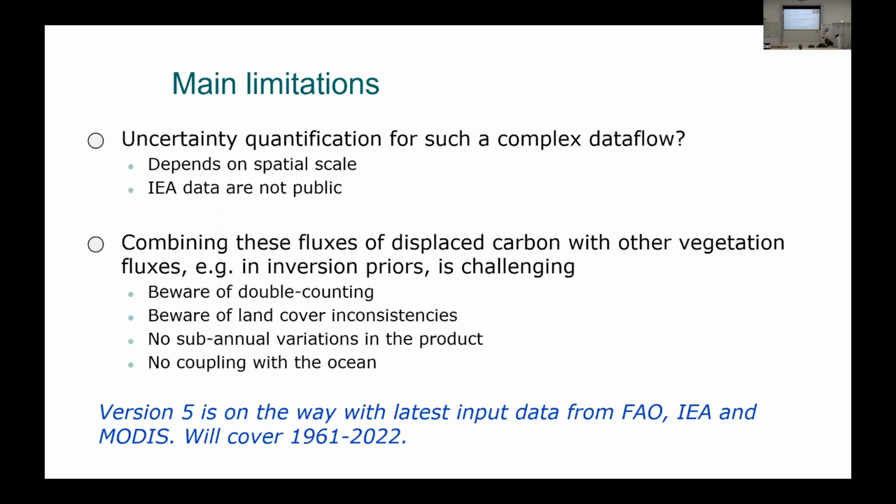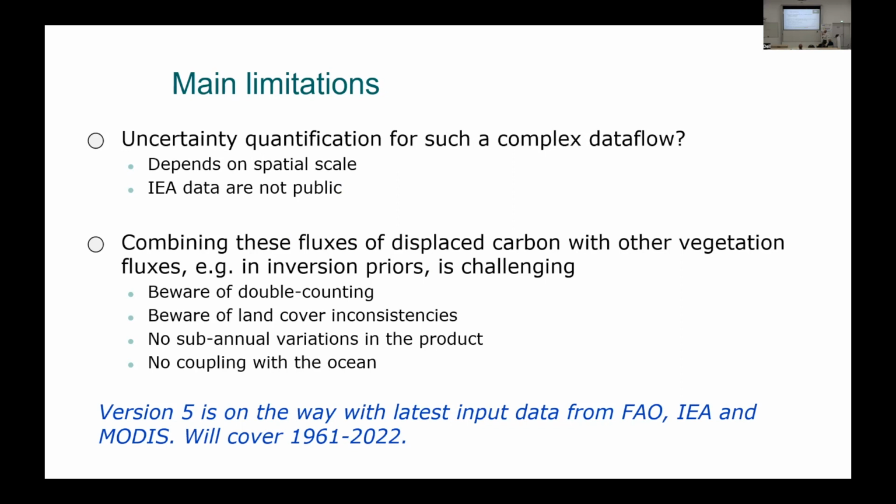Main limitations of these maps. The first problem, and I'm welcoming suggestions, is the uncertainty quantification. I think we've done good work together with Philippe, Ronnie, and Yilong. We have nice maps. But what is the error bar? Of course, I can throw a number, say 50%, but could we have something a bit better? And of course, the uncertainty depends on the spatial scale. The uncertainty at the national annual scale is smaller than at the grid point scale. But what should we communicate?